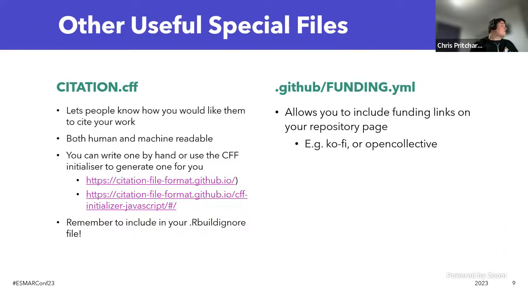The other one that's quite useful is, because we all need money to put food on the table, especially if you're contributing to and maintaining an open source project, you can add funding details to the .github/FUNDING.yml file, and you can, for example, include links to an Open Collective site or your own Buy Me a Coffee page that people can donate to your project.